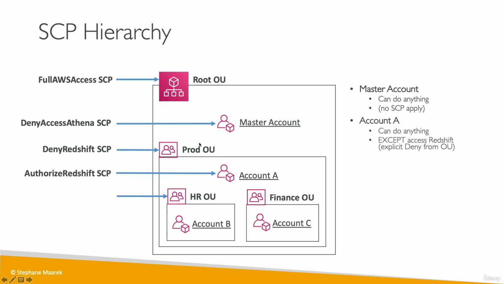So it's interesting for you to know that this is a full tree. And so account A is going to inherit the SCP at its level, at the OU level, and even the roots of the OU. So it goes like a tree. And so if one of these says deny, then it's going to be a deny.